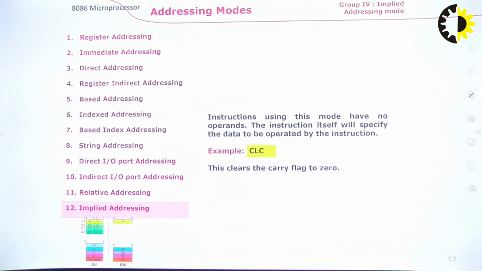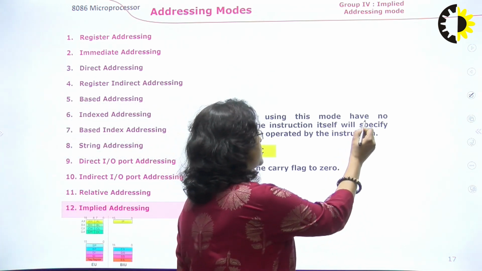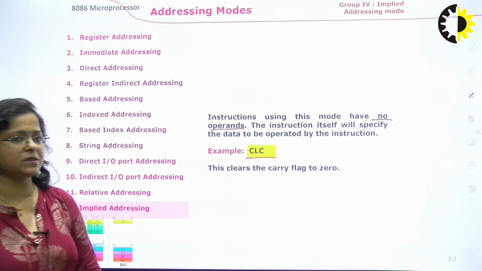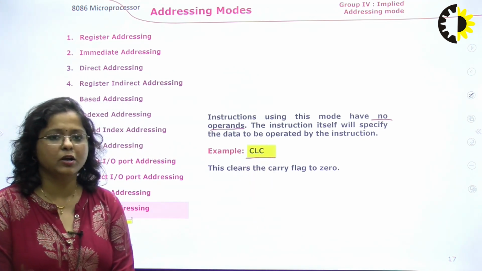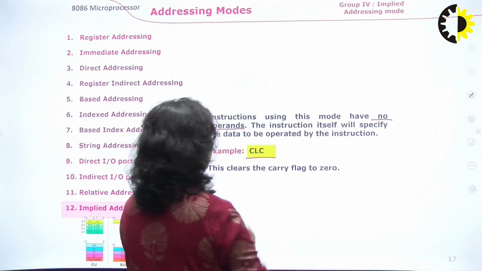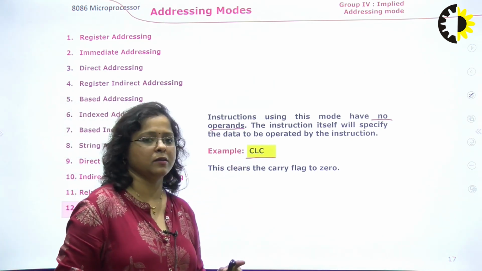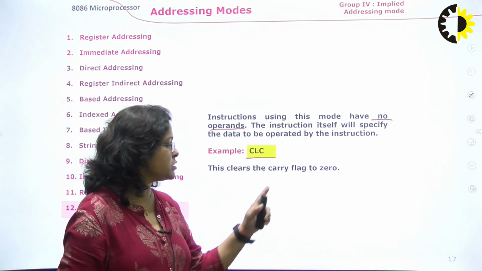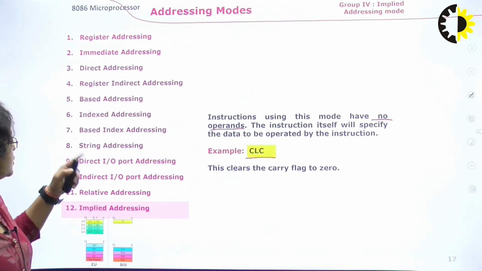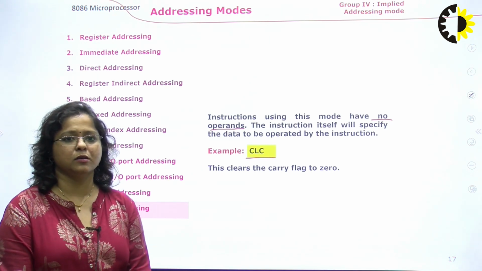Last is the implied mode. In implied mode, no operand is specified in the instruction. There is only opcode. Opcode will specify what to do and on which data it performs the operation. For example, in case of CLC, this instruction clears the carry flag. So, what it will do? It will clear, and which data? Carry flag. So, these are the different addressing modes used in 8086 microprocessor.